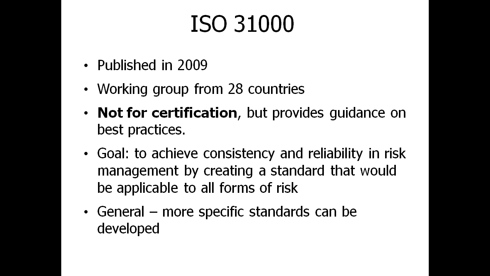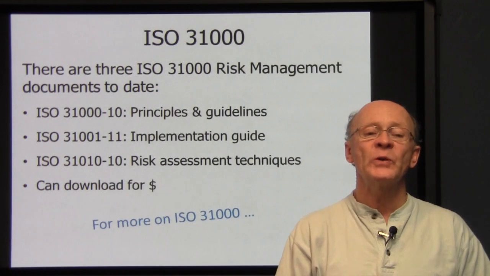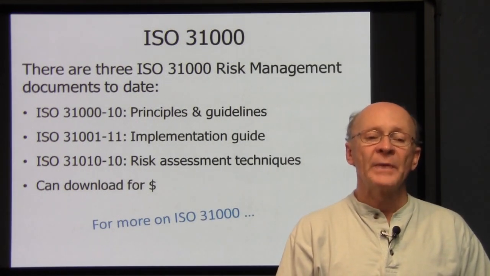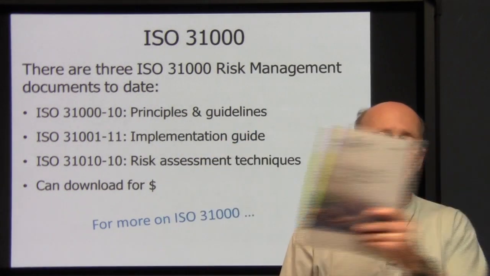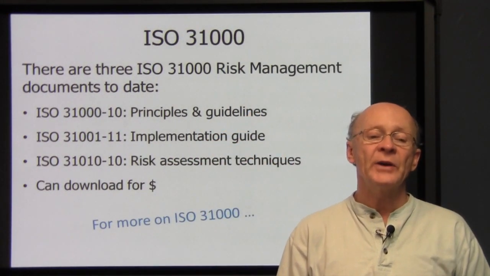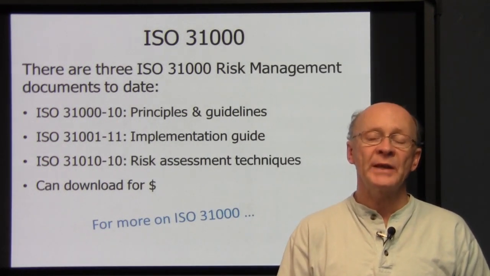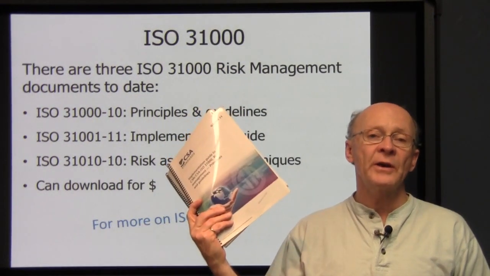The goal is to achieve consistency and reliability in risk management by creating a standard that would be applicable to a wide variety of forms of risk. It's really quite a general, umbrella standard, and it leaves lots of room for more specific standards to be developed underneath it. To date, there are 3 documents published for the ISO 31000 risk management standard: the principles and guidelines, the risk assessment techniques, and an implementation guide, and you can download these for a fee. This talk is just an overview on ISO 31000, and these documents are a good starting point to learn more about it.